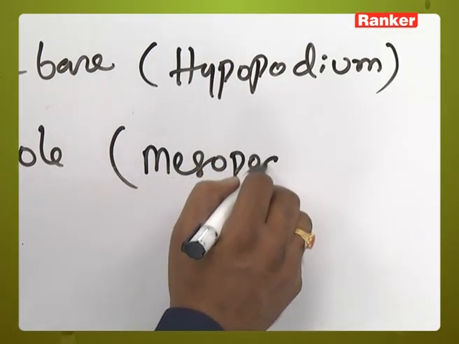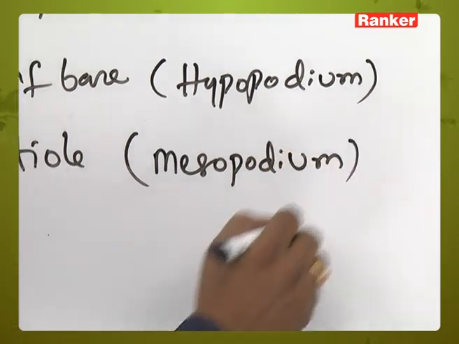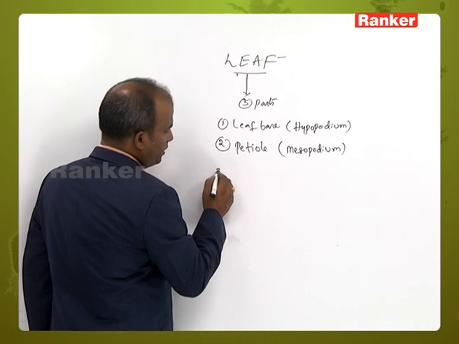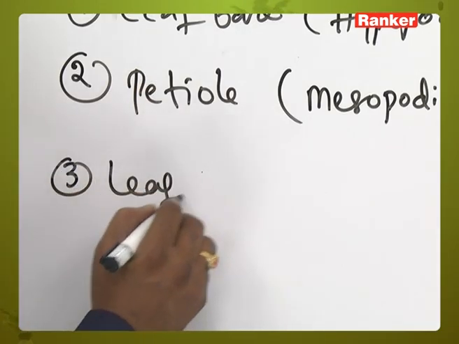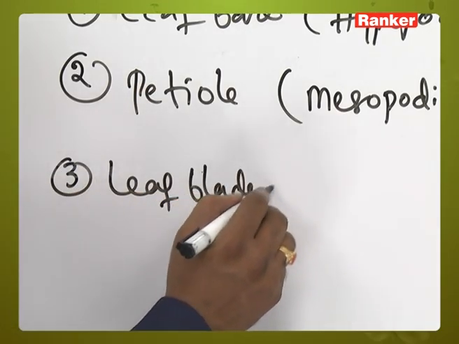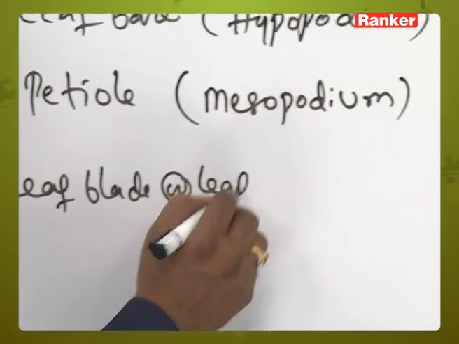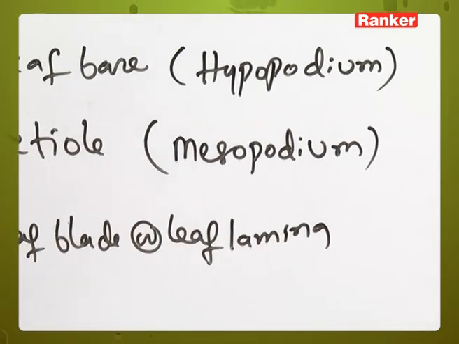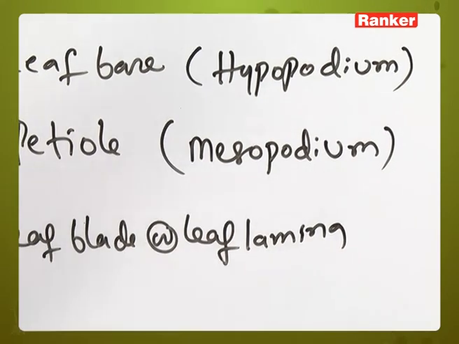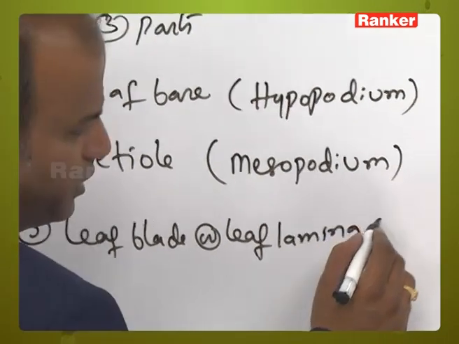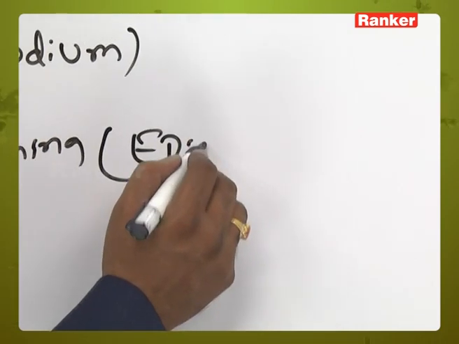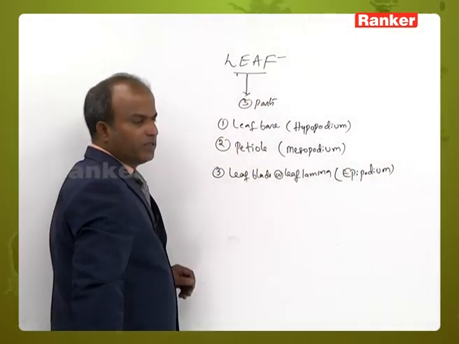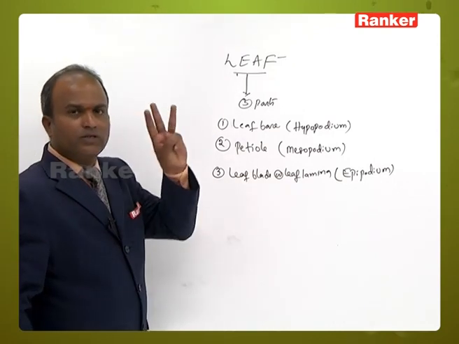The third part is the leaf blade or leaf lamina. What is the other name for leaf blade or leaf lamina? That is epipodium. That means the leaf shows 3 parts.